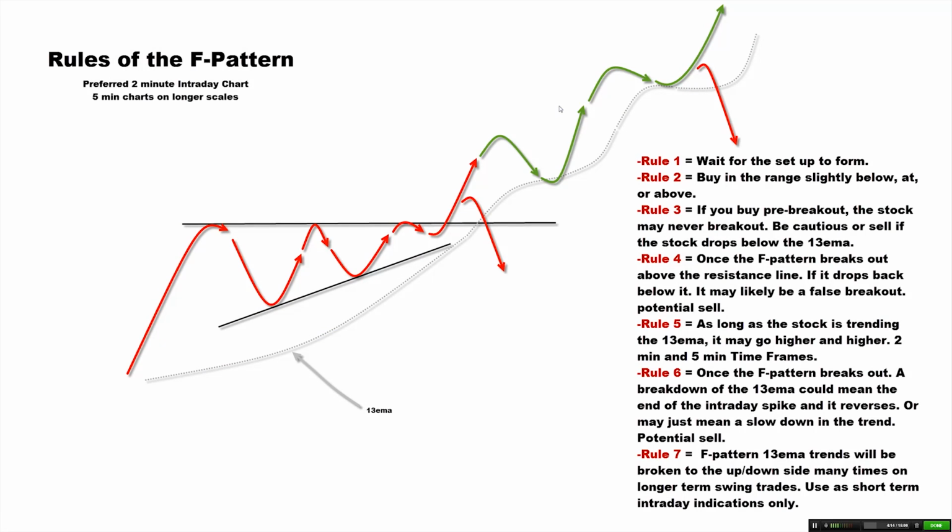So let's go over the rules of the F pattern. Obviously, as I said over here, prefer the 2-minute chart, 5-minute charts on longer term scales. Rule 1 is wait for the setup to form.